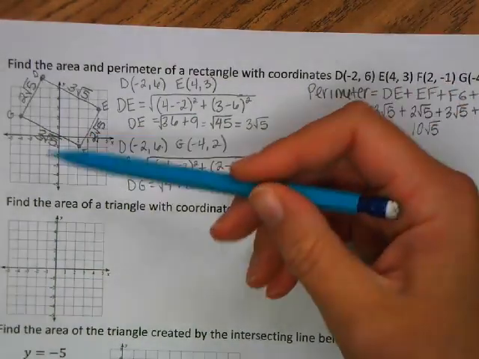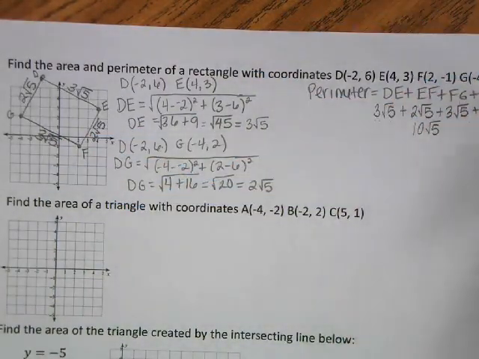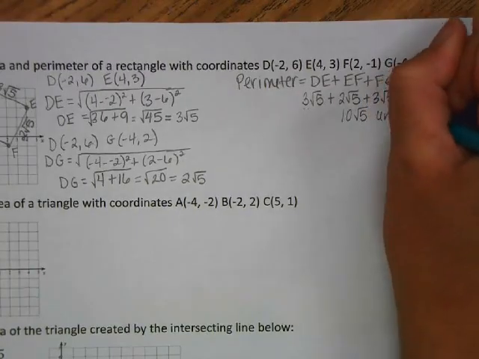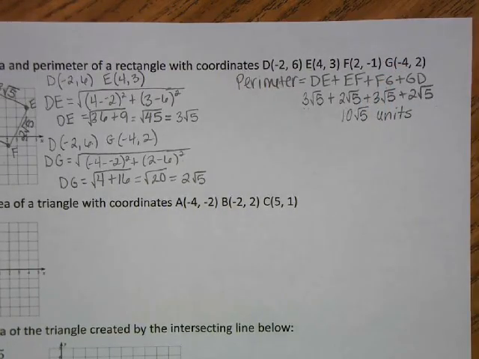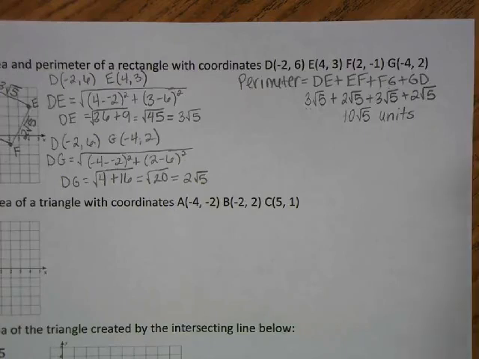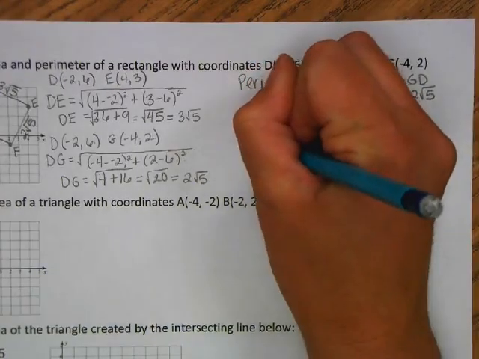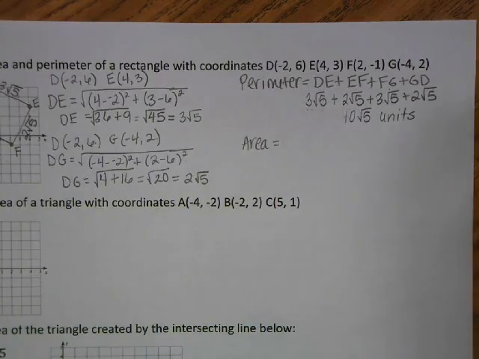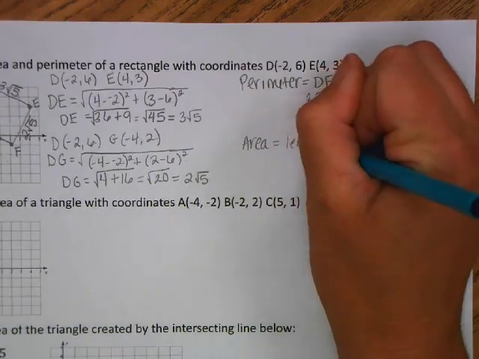And since we're in the coordinate plane, this is not inches, centimeters, this is just units. So I'm just going to write 10 root 5 units there. So that's my perimeter of this rectangle. And now I have to get the area. So to get the area of a rectangle, it's just length times width.